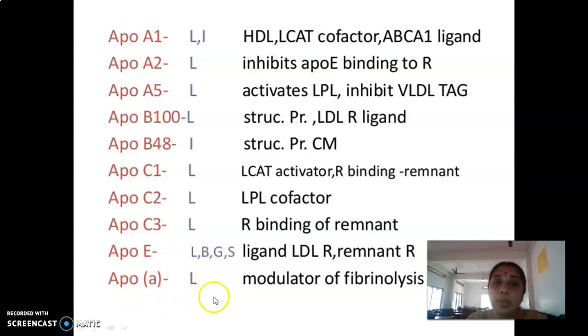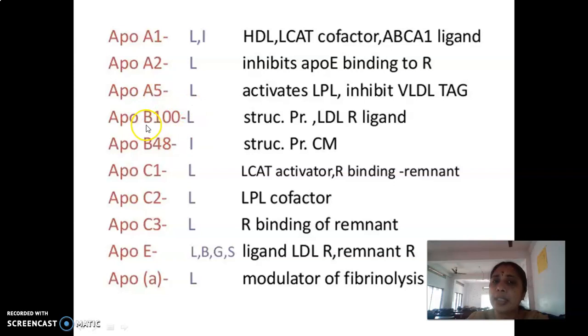We cannot see apolipoprotein A alone on the surface of lipoproteins. We can see apolipoprotein A only along with ApoB100, right? So it is ApoB100. The major lipoprotein holding the ApoB100 is LDL, right? That's why LDL is known as bad cholesterol. So wherever LDL is there, there will be ApoB100.